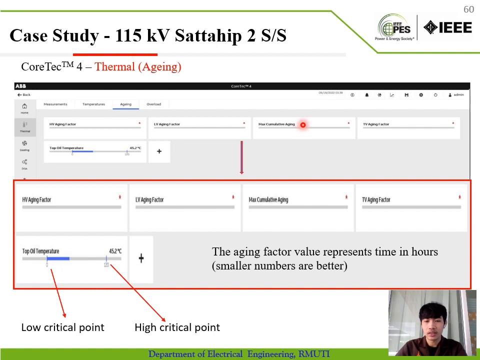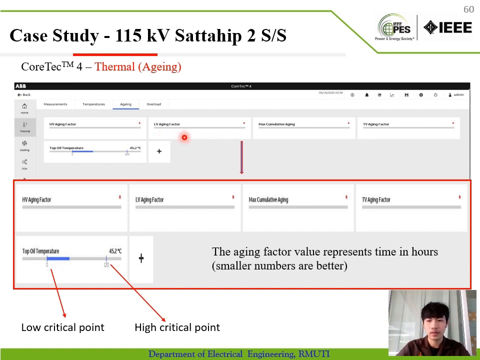Cumulative aging factor is the measurement value of accumulated calculated aging of the winding since the monitoring system was conducted. The aging factor value represents time, and smaller numbers are better. This value is not displayed because it requires an aging calculation that relates to the hotspot temperature.